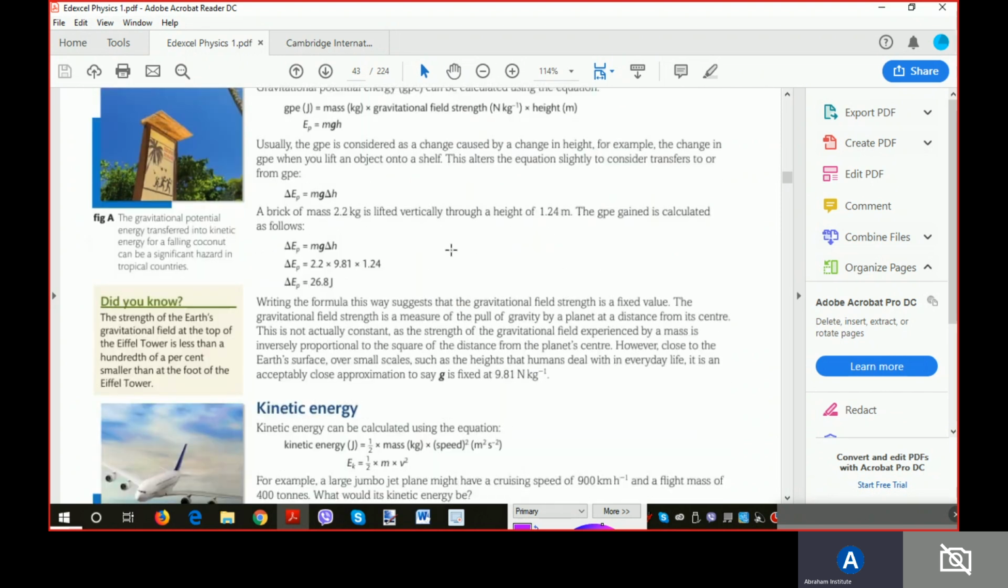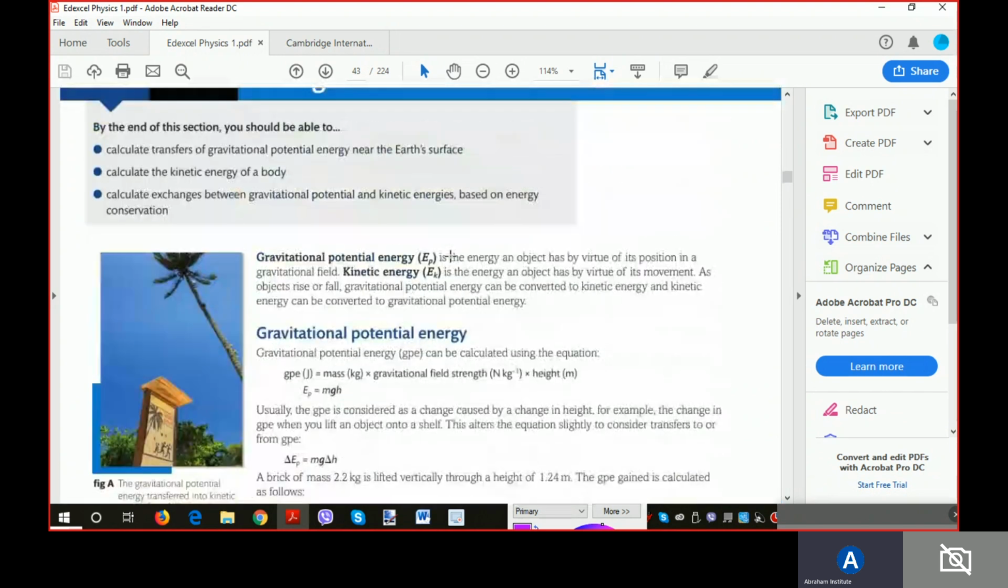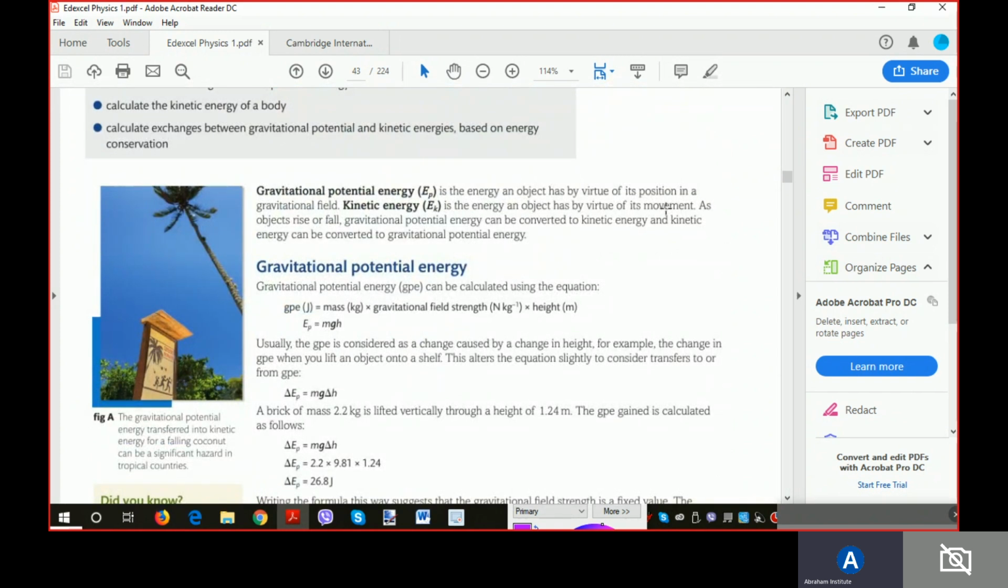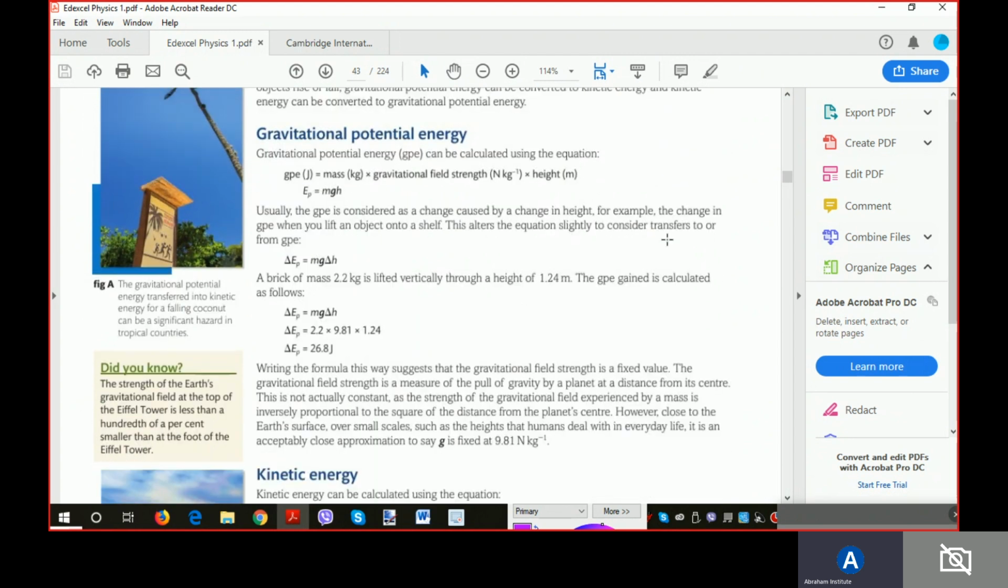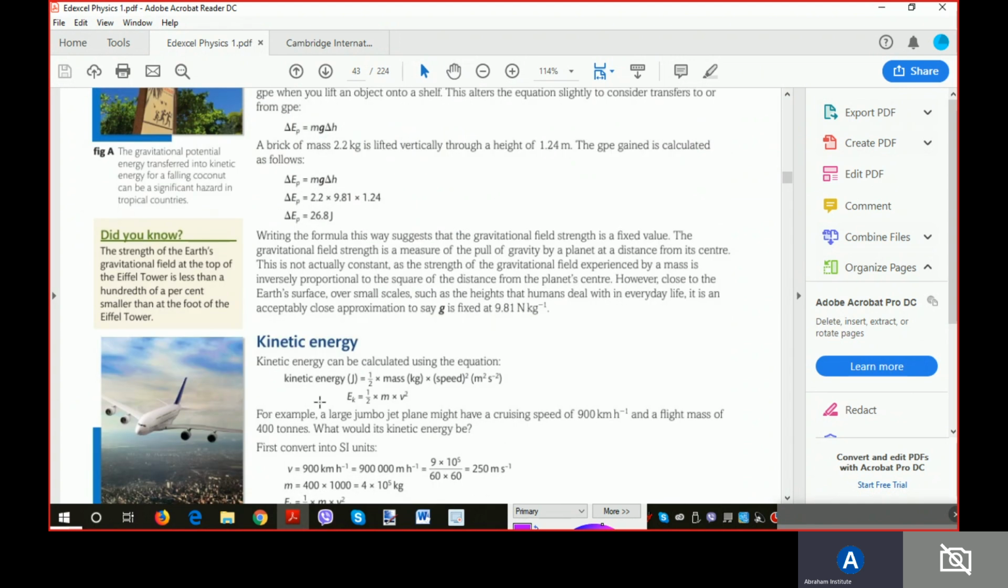Then we have kinetic energy. Kinetic energy is the energy an object has by virtue of its movement. Kinetic energy is also called movement energy. The faster an object is moving, the greater the kinetic energy of that object. If the object is stationary, the kinetic energy is 0, because v is 0.